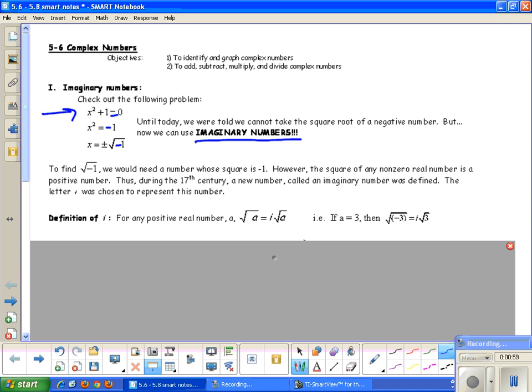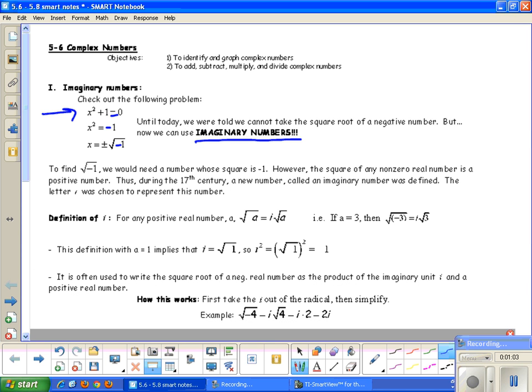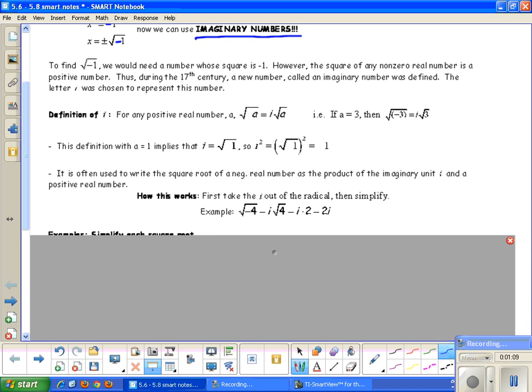So for this, let's go ahead and go down to this problem right here. Right up here we have i equals the square root, and that should say negative there, it just got cut off for some reason. So I know that i is going to be equal to the square root of -1. So that's the definition of an imaginary number.